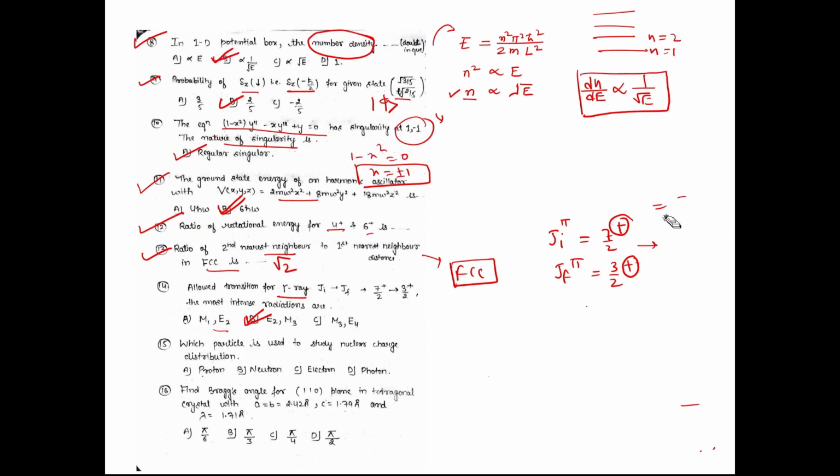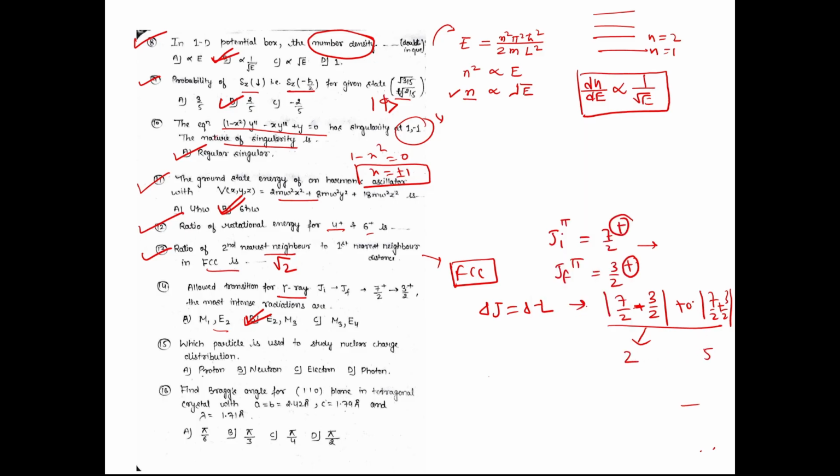So here Ji and Jf are given. So what will be the ΔJ? ΔJ is basically ΔL. Here ΔJ will be mod of 7/2 minus 3/2 up to mod of 7/2 plus 3/2. That means we get several values from here. From the first one it will be 2, and for the last one it will be 5.